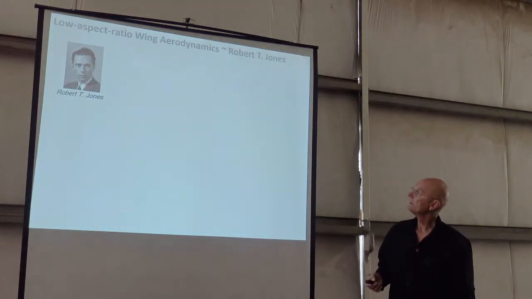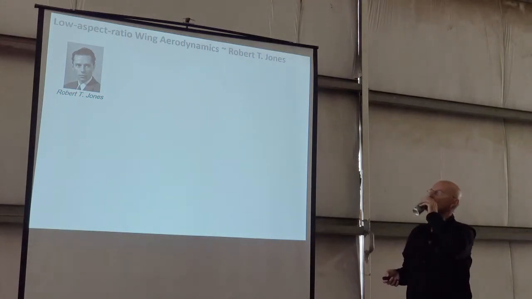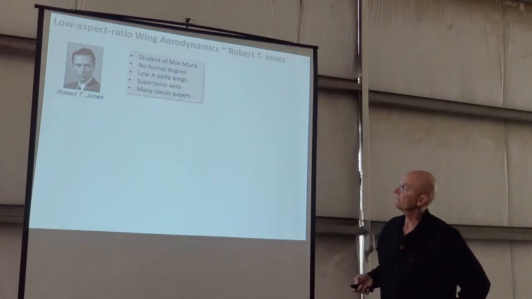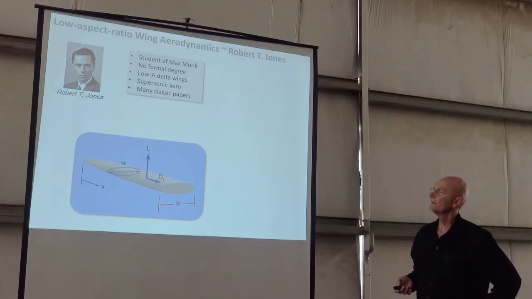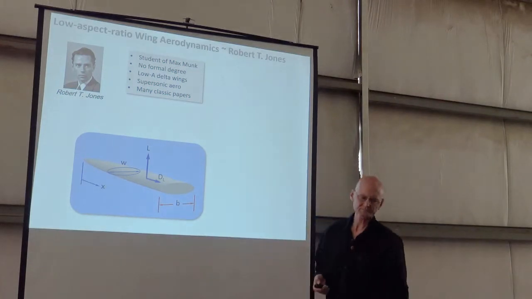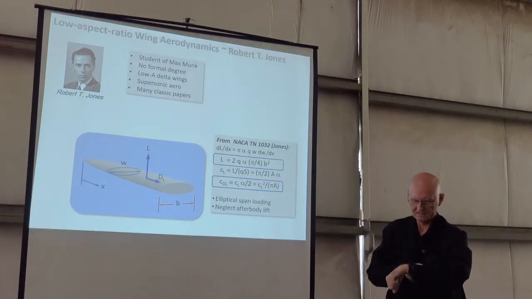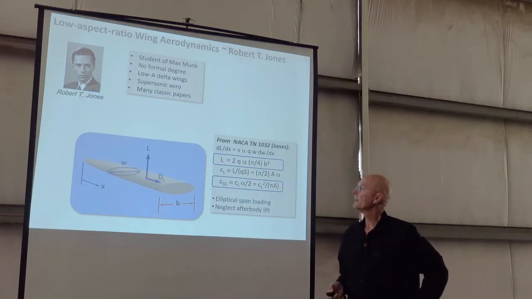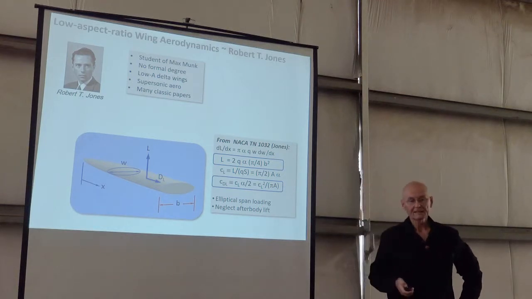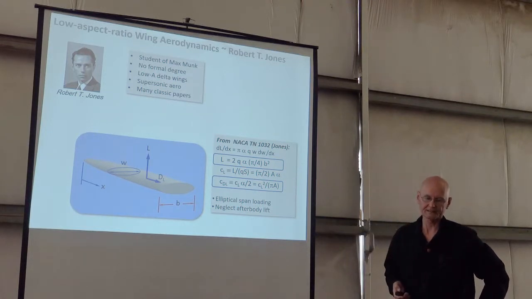Okay, now we have Robert T. Jones, who did a parallel independent study 30 years later, of low aspect ratio wings. And the fascinating result is that he got the same result as Munk. Looking at a low aspect ratio wing, he showed that the lift was proportional to the span squared, not proportional to the planform area. Jones, by the way, was a student of Max Munk's, had no formal degree, and went on to write several brilliant, classic NACA papers on aerodynamics.